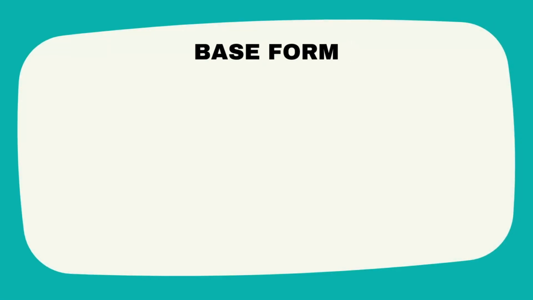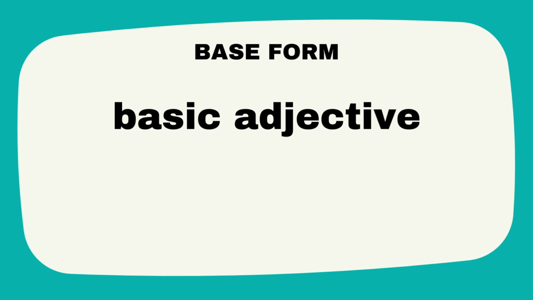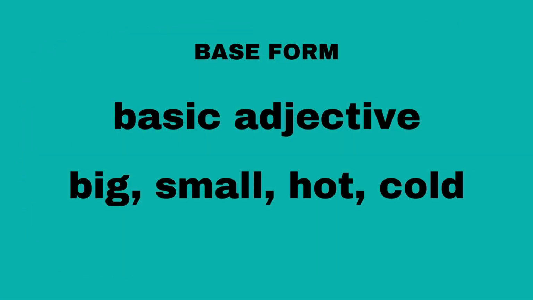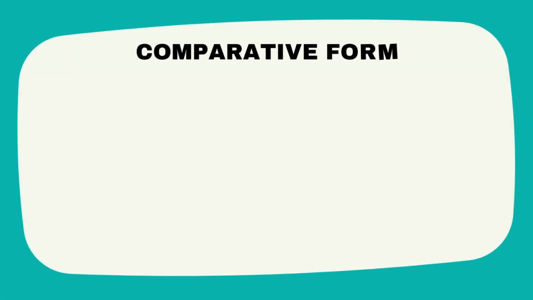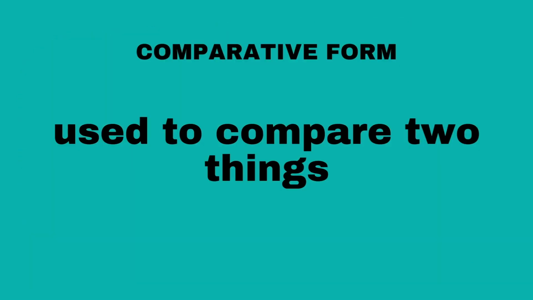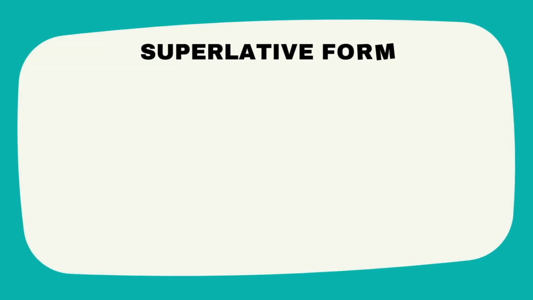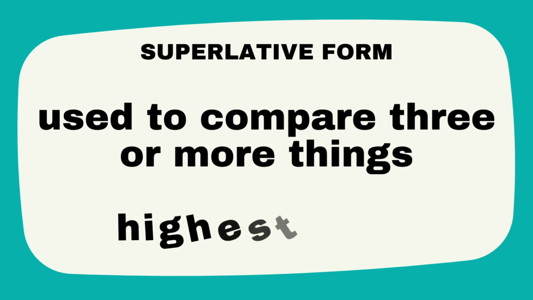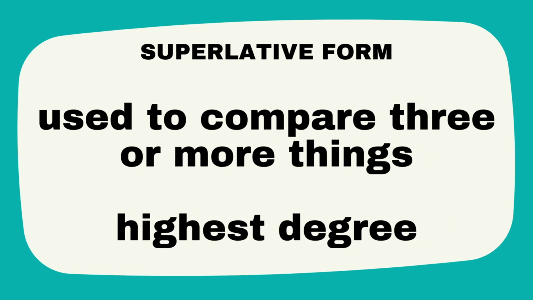Base form. This is the basic adjective. For example, big, small, hot, or cold. Comparative form. We use this to compare two things. Superlative form. We use this to compare three or more things, or to show the highest degree of equality.